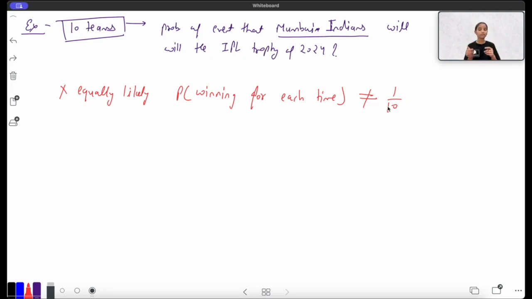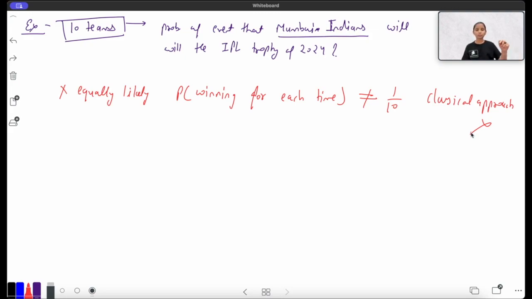So in the very first scenario, the classical approach to probability fails here, because in the classical approach we need to have equally likely events, equally likely outcomes. So the classical approach won't help here. Now consider the second scenario.